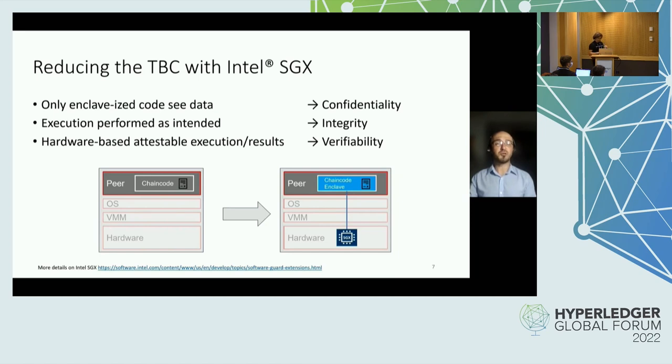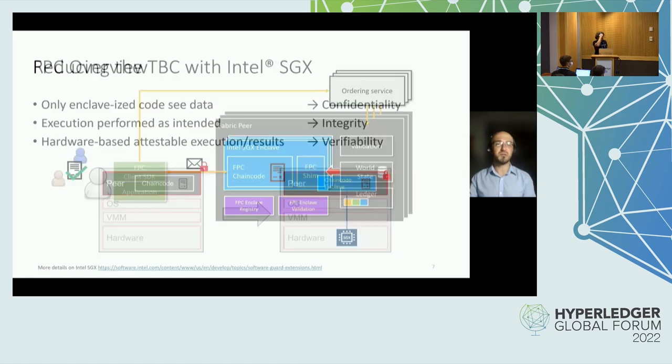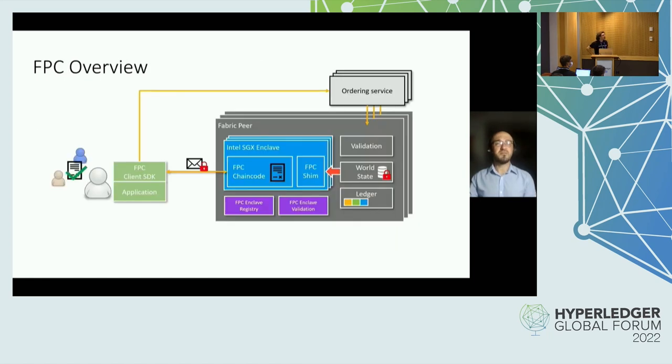Finally, a hardware-based attestation allows to distinguish an FPC chaincode from a regular Fabric chaincode. This allows to establish trust in an FPC chaincode running remotely before communicating any sensitive data to it. Here is an overview of FPC and how it integrates with Fabric without modifying Fabric itself, so you can use FPC in your existing deployments.